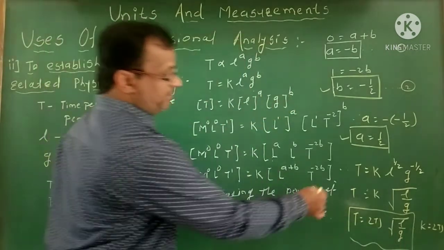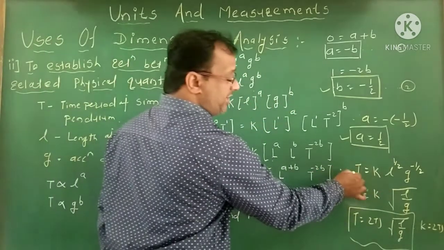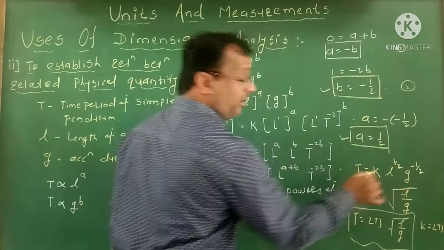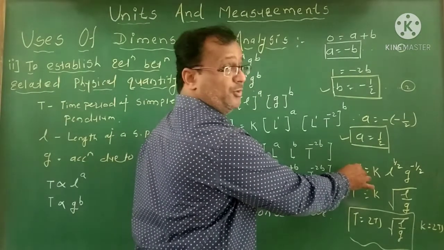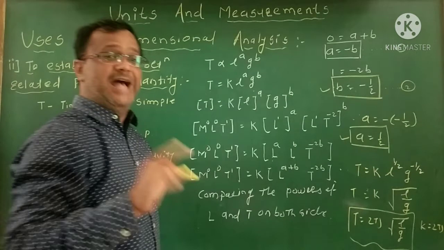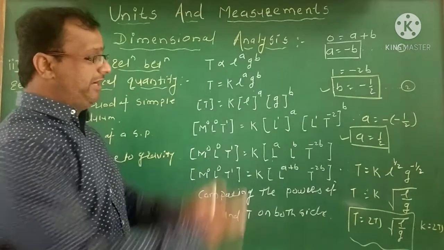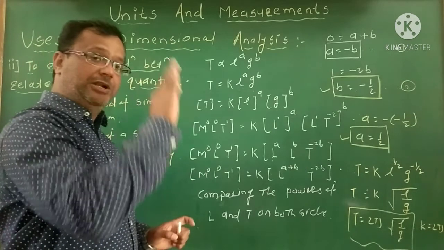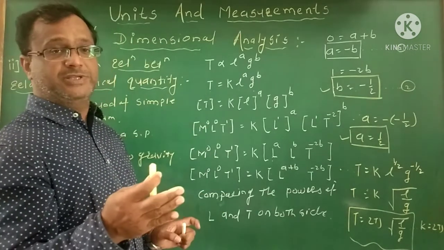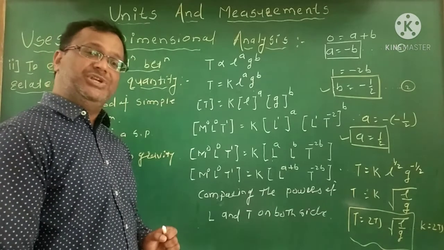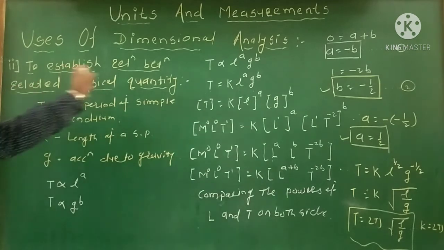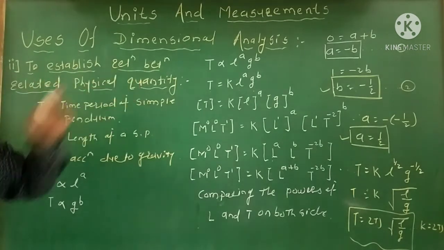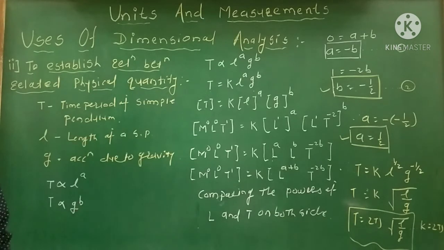Or from this one, what do we get? The time period is directly proportional to the square root of L, and the time period is inversely proportional to the under root of acceleration due to gravity. Right? So this will be the relationship between time period, length of a simple pendulum and acceleration due to gravity. So in this way we establish the relationship between the related physical quantities in a formula. Right? See all the equations once.